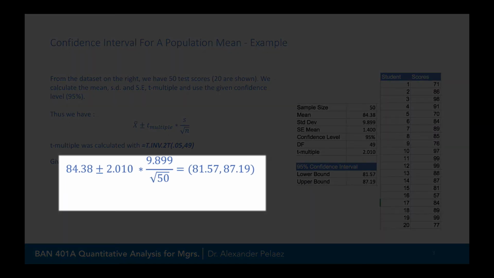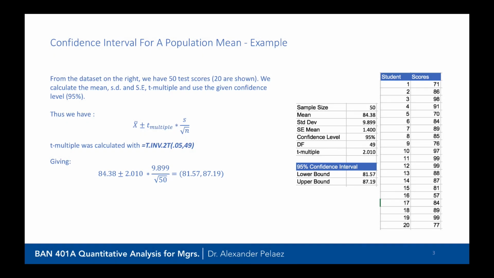84.38, which is our x bar, plus or minus the t-multiple that we had calculated, which is 2.010, using the Excel function. And then we multiply that piece by 9.899, which is the standard deviation, divided by the square root of 50. And this will give us the confidence interval of 81.57 to 87.19. So remember that our x bar was 84.38, and it lies in the middle of this. So it gives us the range of a lower bound of 81.57 and an upper bound of 87.19.